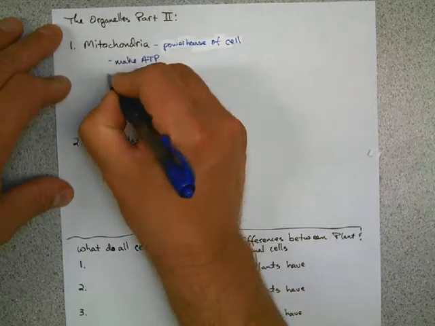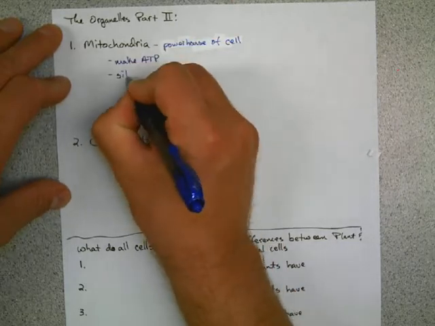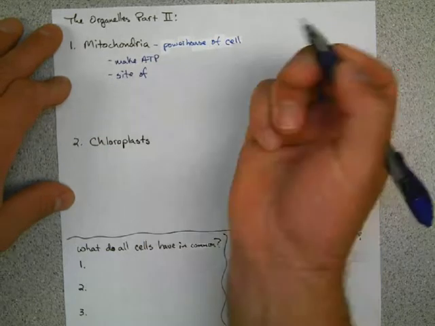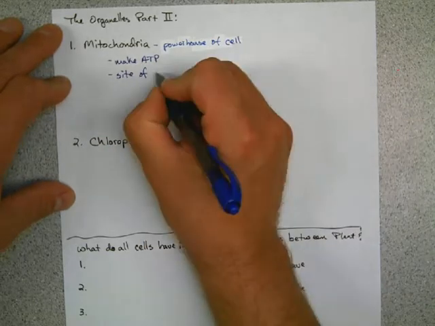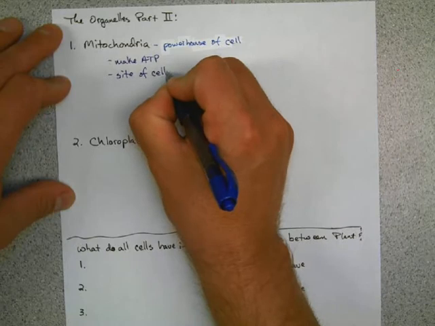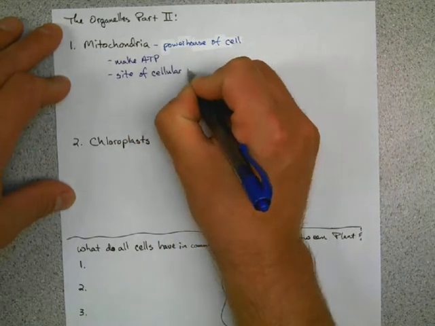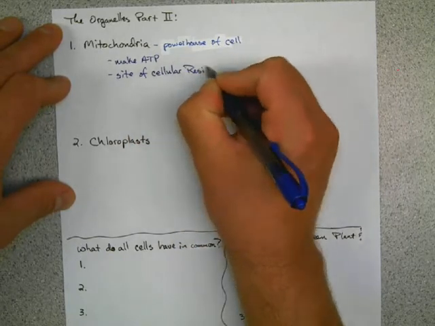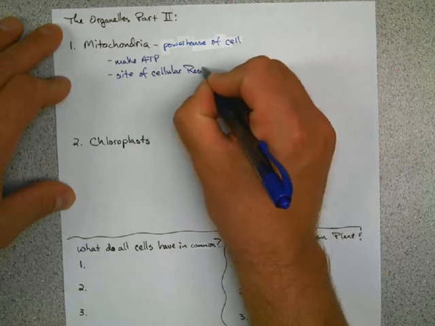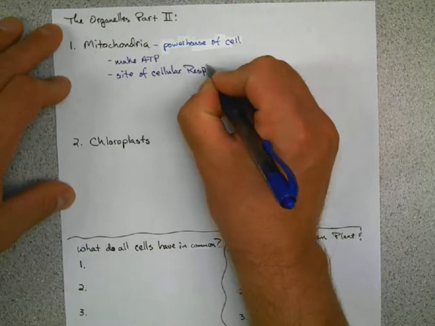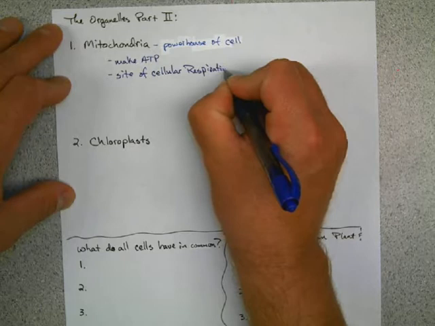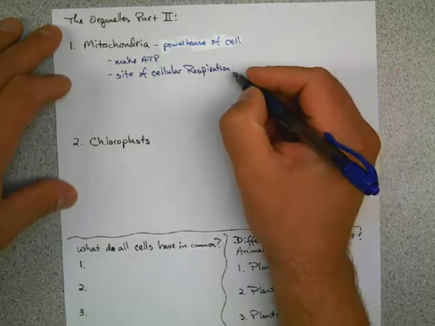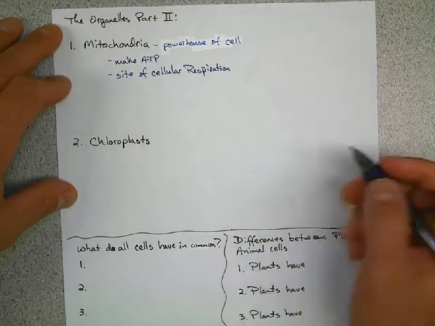So the mitochondria is going to make ATP, and it's the site of a process that we're going to learn about in a later chapter called cellular respiration. Cellular respiration is the process in which glucose is converted into ATP.